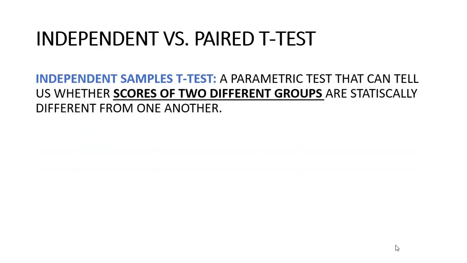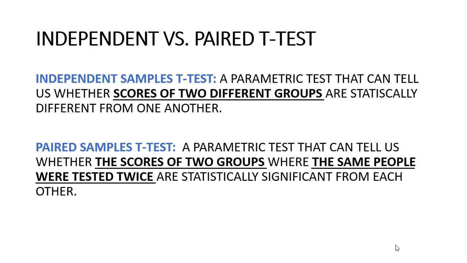Okay, so now we are ready to learn about the paired t-test. Let's review a little bit about the independent samples t-test. Remember, it's a parametric test that can tell us whether the scores of two different groups are statistically different from one another. That's what we were doing before. Now we're going to move on to the paired samples t-test, a parametric test that can tell us whether the scores of two groups where the same people were tested twice are statistically significant from each other.